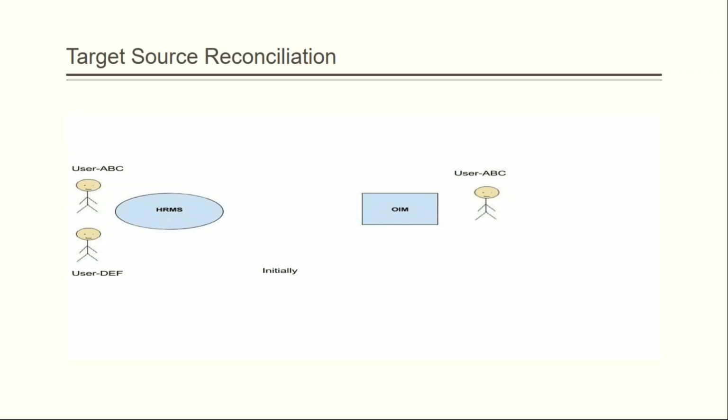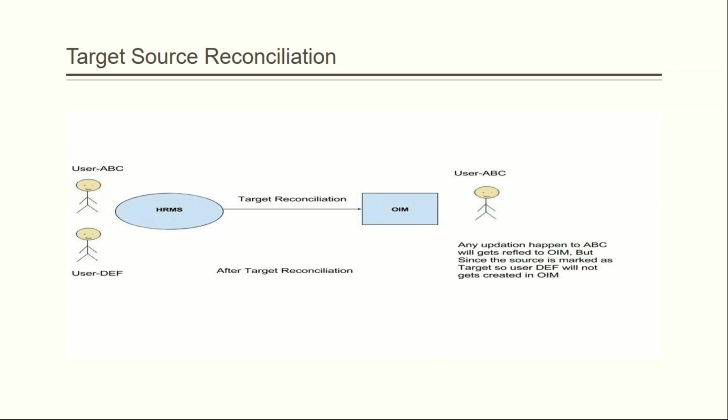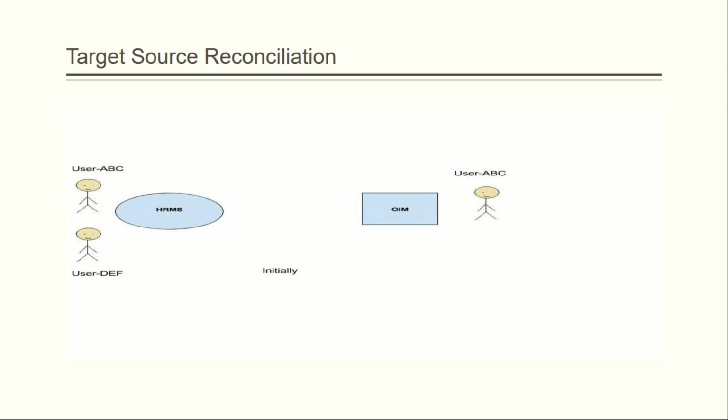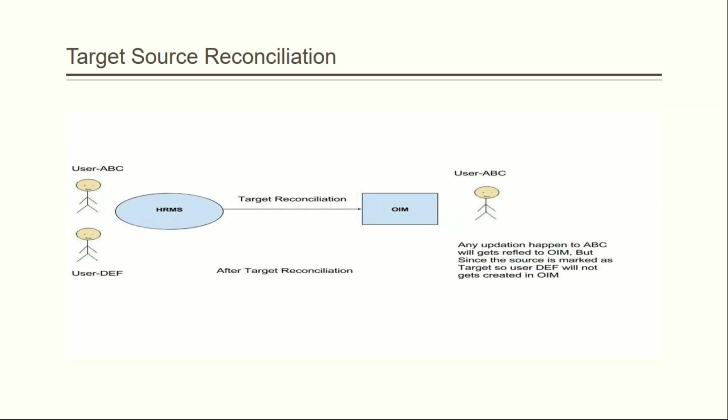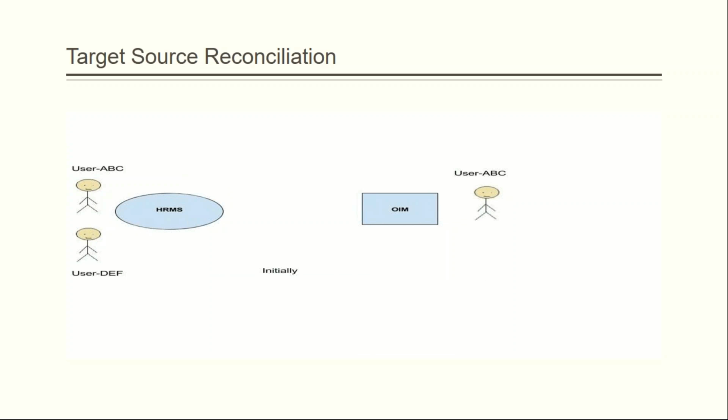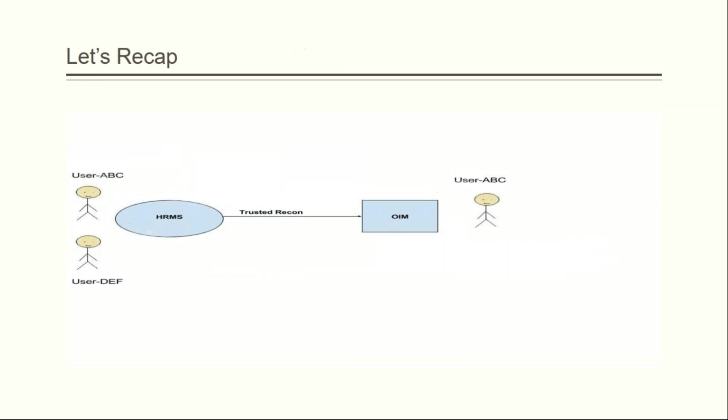So far I have an HRMS system, I have an OIM, and I have defined the HRMS system as the trusted source. And there is a reconciliation running as trusted source reconciliation. So far we have reached this point. This is what we have done so far, right? Yes.